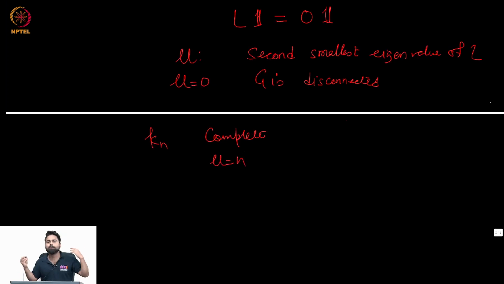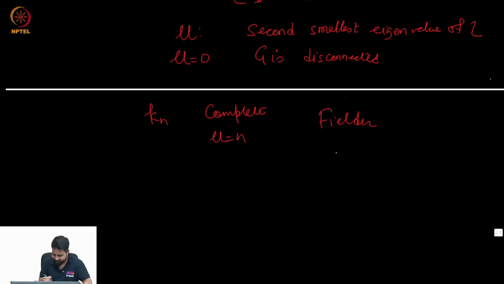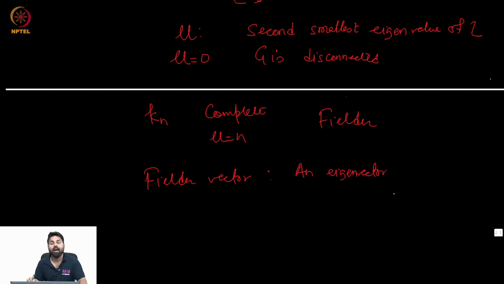So in a way, this mu tells how well connected a graph is, and it was introduced by Fiedler. Due to this, the eigenvector corresponding to mu is known as the Fiedler vector. So let me write it: Fiedler vector, an eigenvector corresponding to mu. We will see very beautiful results just by looking at mu in this lecture.